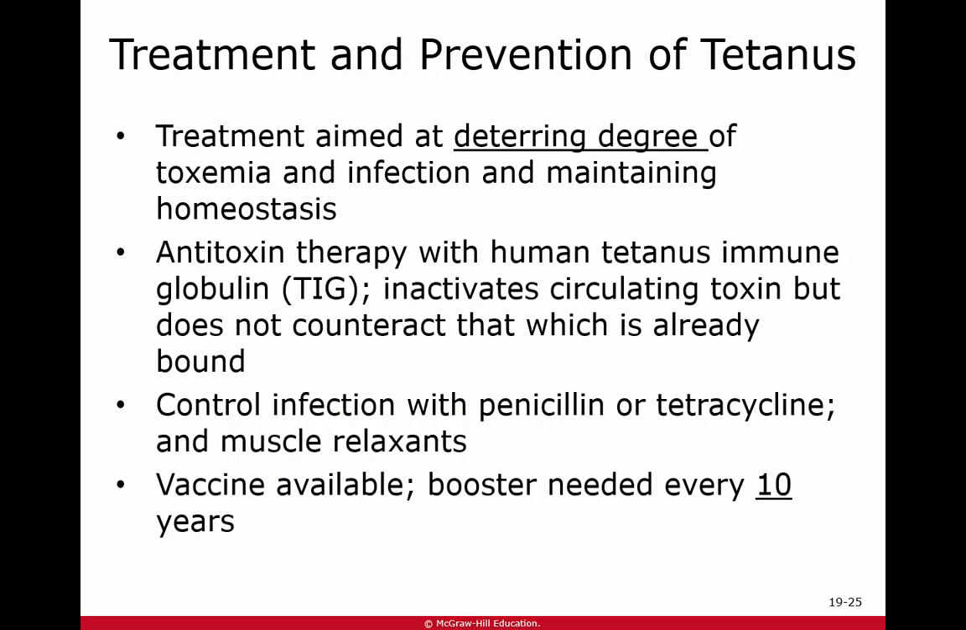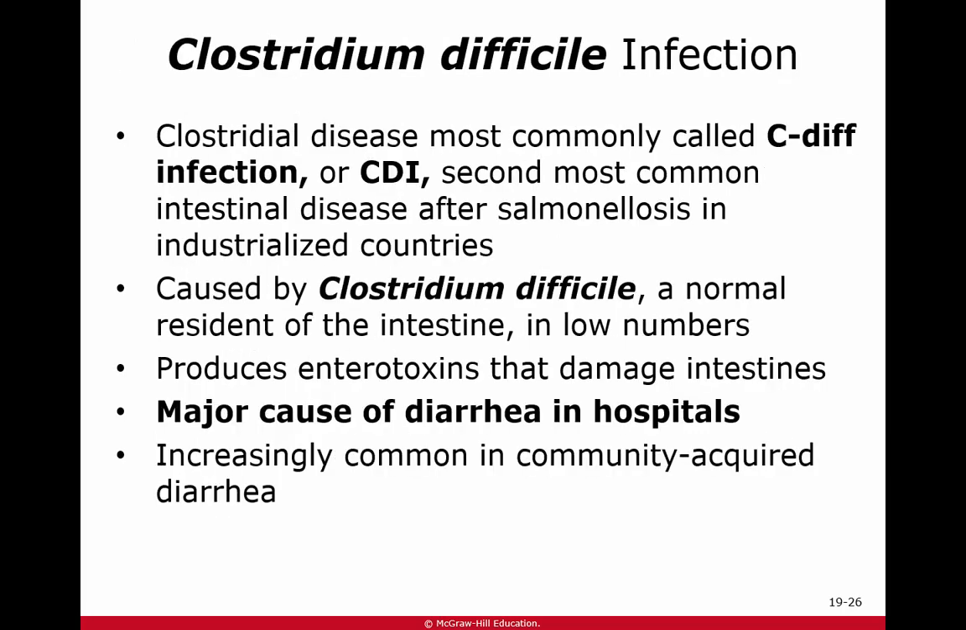How do you treat it? Okay, again, you want to determine the degree of toxemia. So basically you want to try to keep it from spreading. There is a human tetanus immune globulin, and it inactivates circulating toxin but does not counteract what is already bound. So that's kind of important. It controls infection with penicillin and tetracycline and then muscle relaxants. Okay, there is a vaccine available, right, tetanus, and you need a booster every 10 years.